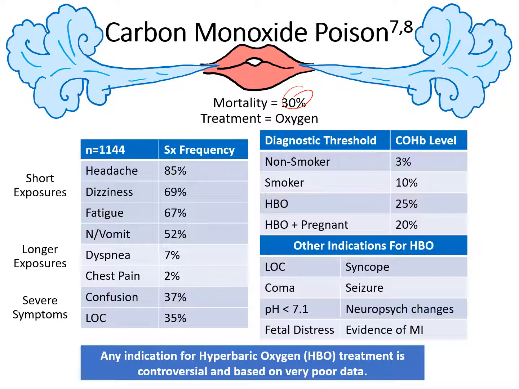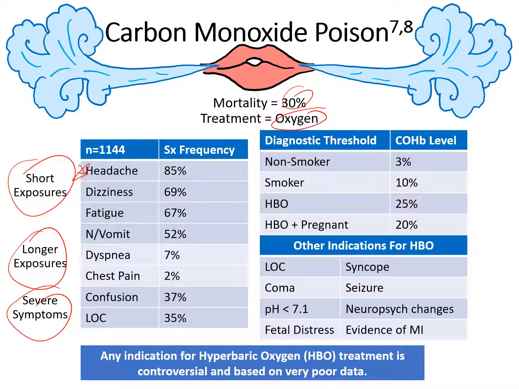Typically, the initial symptoms that occur are headache, dizziness, fatigue, and nausea or vomiting. After longer exposures are when you get dyspnea and chest pain. The more severe symptoms include organ damage such as confusion or loss of consciousness. Therefore, I typically order co-oximetry in patients with an associated headache or in those with smoke exposure or multiple sick contacts. The treatment is oxygen therapy and removal from the environment.